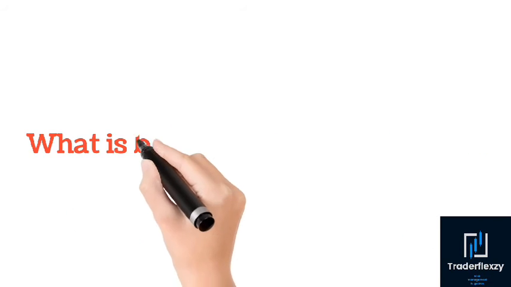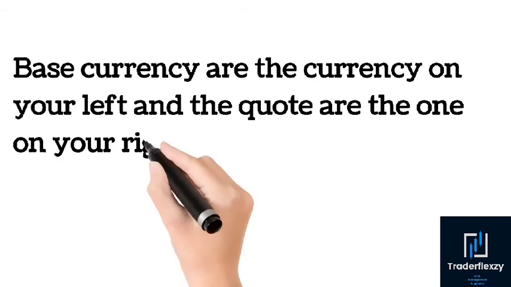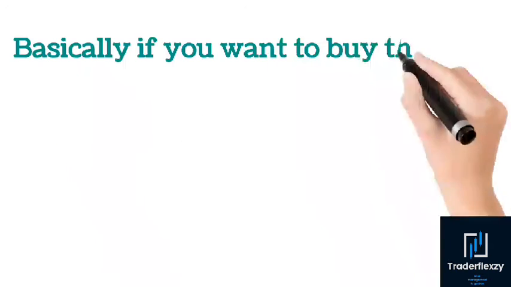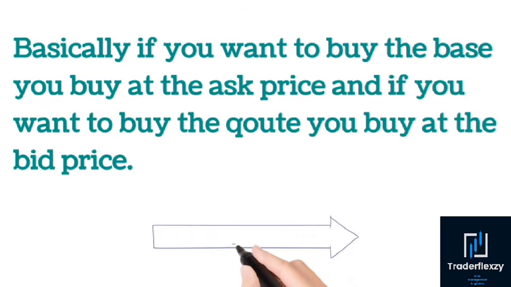Bonus. What is base and quote currencies? Base currency are the currency on your left, and quote currency are the currency on your right. Base is your ask price and quote is your bid price. Basically, if you want to buy the base, you buy at the ask price, and if you want to sell the base, you sell at the bid price.